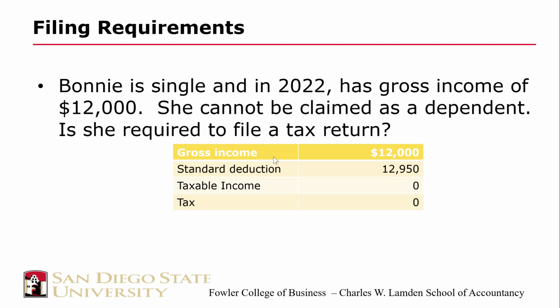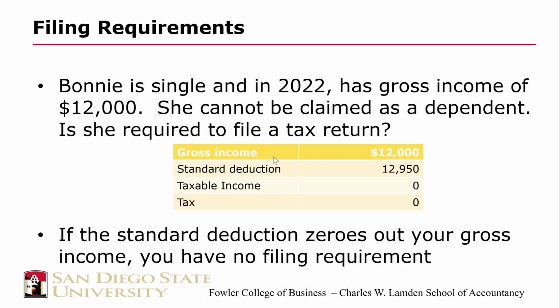She's never going to owe any tax. And so is she required to file a tax return? The answer is no, she's not. The general rule is if the standard deduction zeroes out your gross income, you have no filing requirement. So if Bonnie was married filing joint, her gross income could go up to $25,900 because that's the standard deduction for married filing joint. It would wipe out all her income. And so as a result, she wouldn't need to do a married filing jointly, just like in this situation. She doesn't need to file as a single taxpayer.